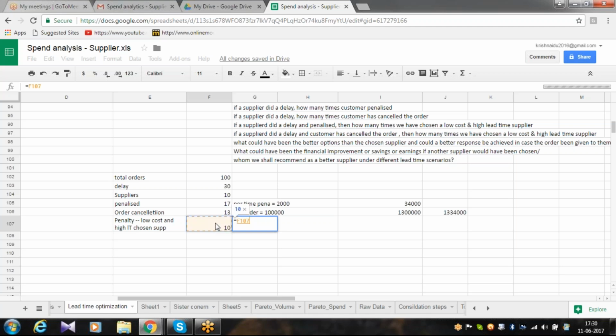So 10 divided by 17. So 58% of the time I made a wrong decision, because I chose a low cost and high lead time supplier. Okay, so if I would have chosen the right supplier in this 58.82%, I would not have paid the penalty.